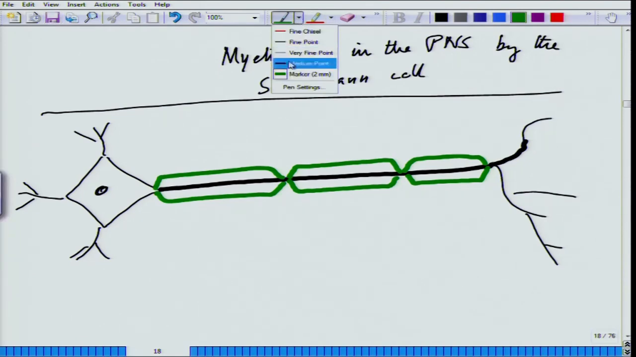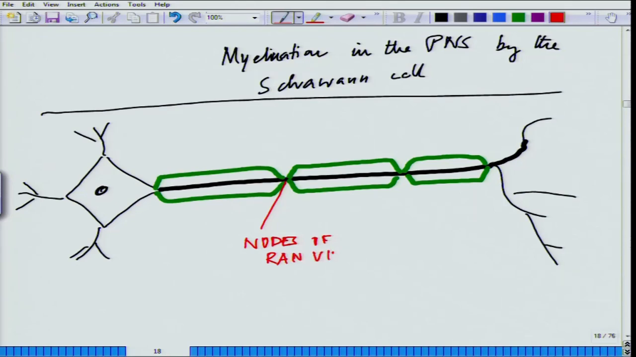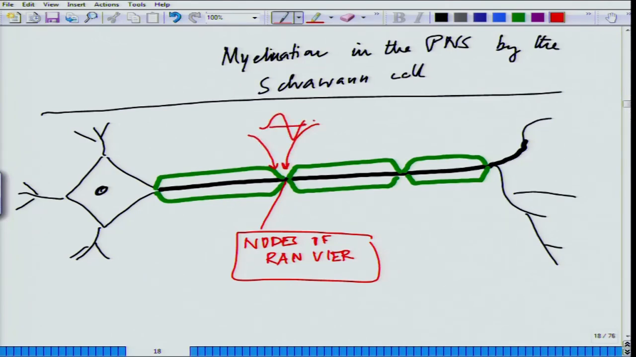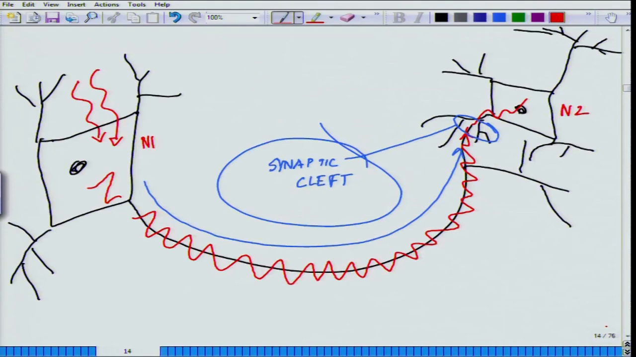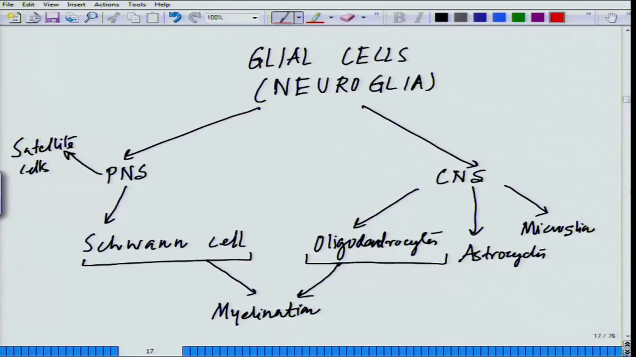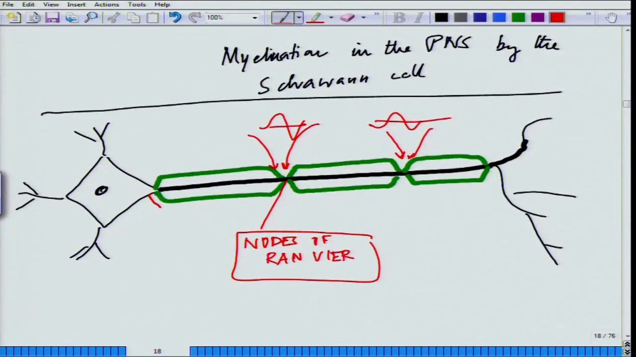Within this, you have what are called nodes of Ranvier. These nodes of Ranvier are the places where maximum electrical signal is transmitted. In other words, while I was trying to draw that in the previous slide, this transmission takes place, this is the kind of transmission in an unmyelinated neuron. There is no myelination. Whereas, in a myelinated neuron like this one, the signal hops like this. This is called saltatory transmission of electrical signal.